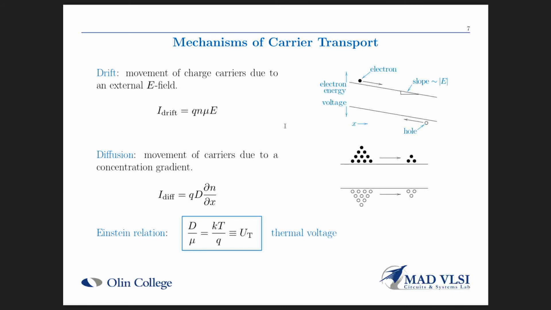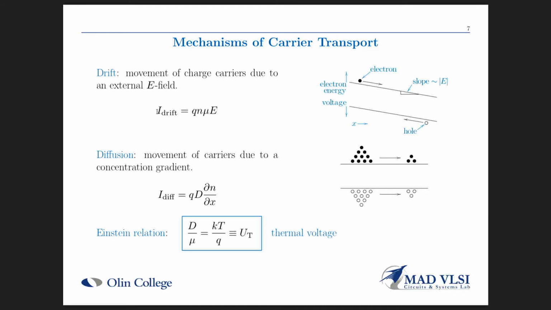Okay, so here we are looking at the two mechanisms of the movement of charged particles that we're going to be concerned with in this class. The first one is called drift. Okay, and drift is the motion of charged particles due to the presence of an electric field.